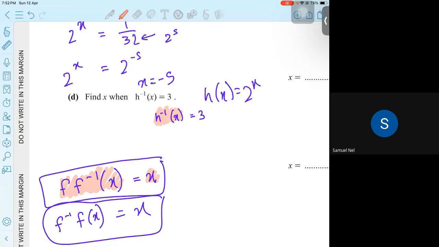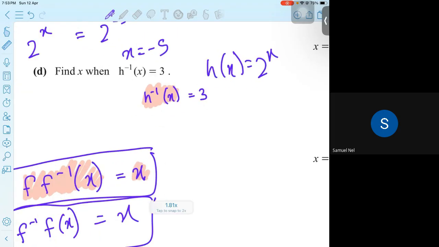I think if you swap the y and the x around, and then 3 is equal to y, so then you can say 2 to the power 3 is equal to x, and that's equal to 8. Okay, you're right. You're absolutely right. We can definitely do that.